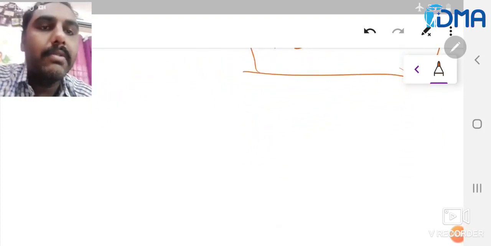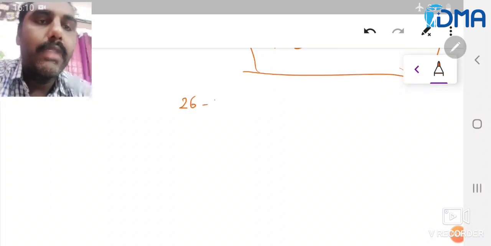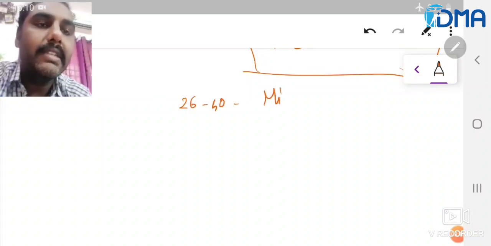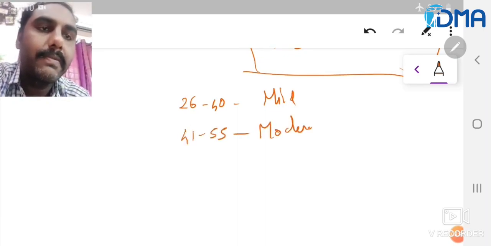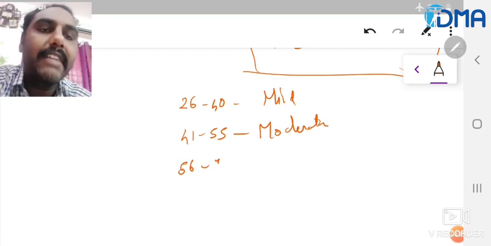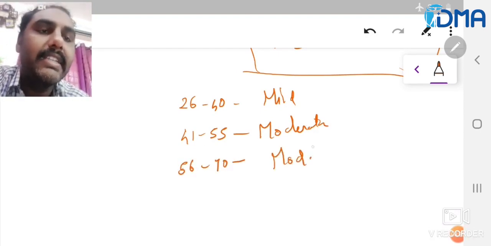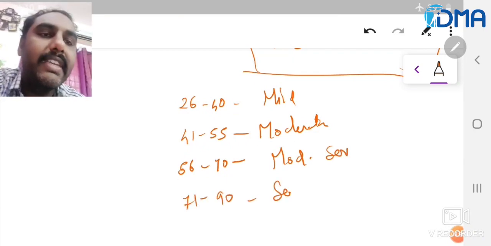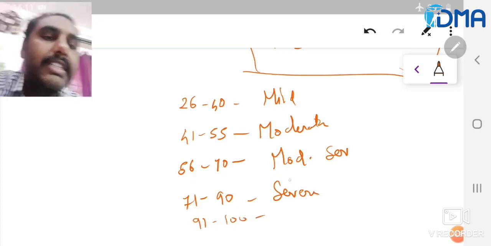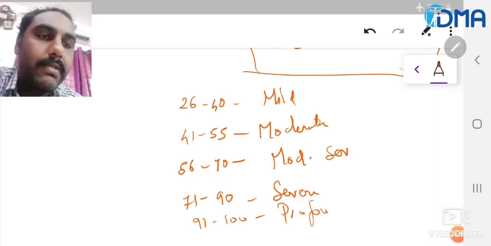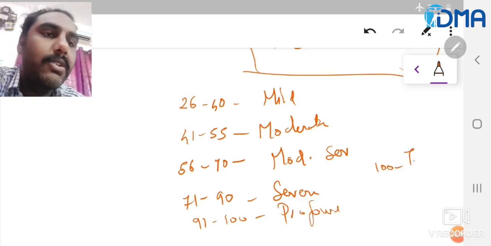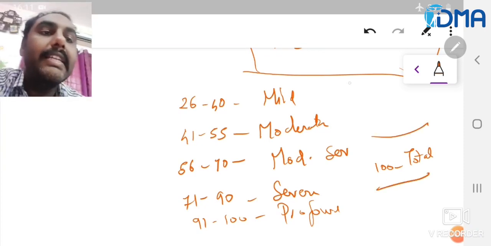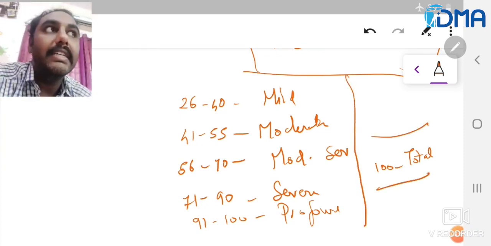Say 0 to 25 is normal, 26 to 40 is mild, 41 to 55 is moderate, 56 to 70 is moderately severe, 71 to 90 is severe, 91 to 100 is profound, and above 100 is total. These are the ASHA guidelines or the WHO guidelines for assessing hearing loss.